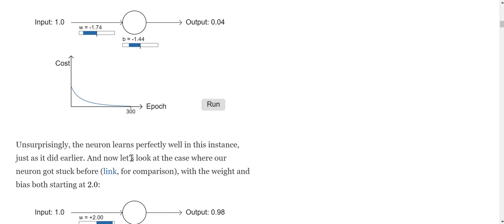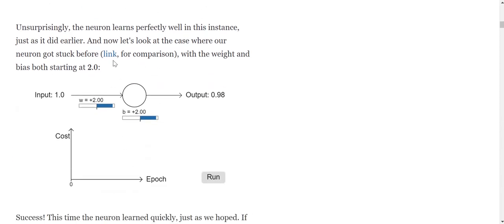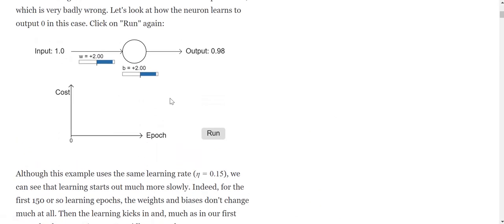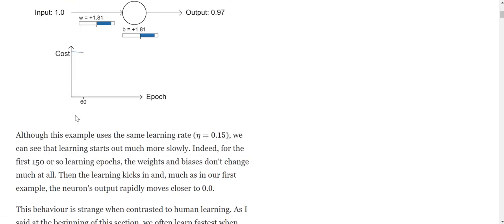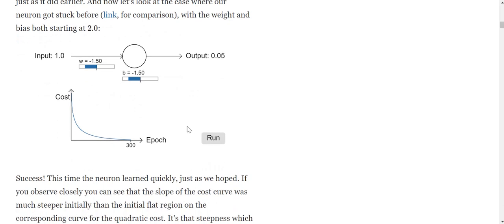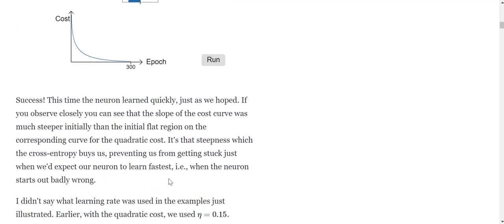And now let's look at the case where the neuron got a little stuck. Okay, so this was when we were using the quadratic cost, and now when we are using the cross entropy loss, you can see that it learns quite well. So success, this time the neuron learns quickly, just as we hoped. If you observe closely, you can see that the slope of the cost curve was much steeper initially than the initial flat region on the corresponding curve for the quadratic cost.